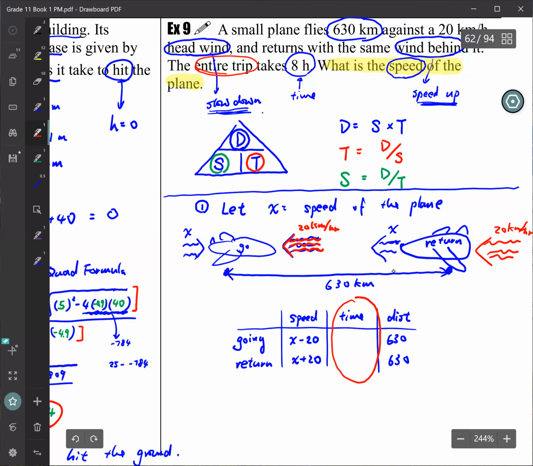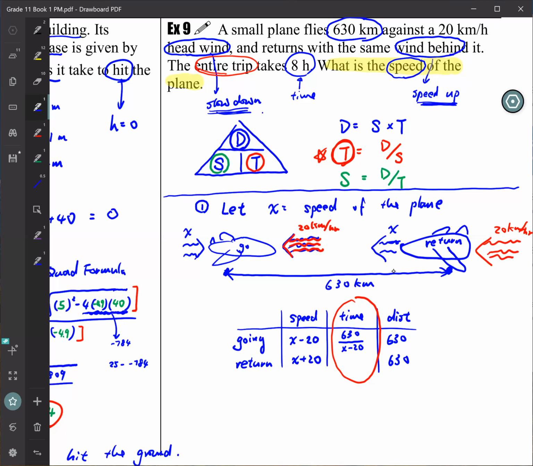When you do a question like this, you will always be able to fill up 2 columns first and have the last one missing. To get the last one, you look at the formula on the top, the one that has the time, the one I put a star beside. Time can be found by taking distance divided by speed. So you go to the table. Distance for going is 630, divided by the speed, which is x minus 20. So that will be the time for going.